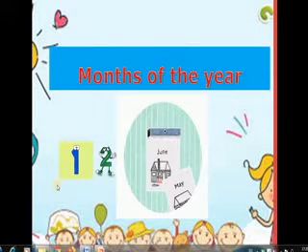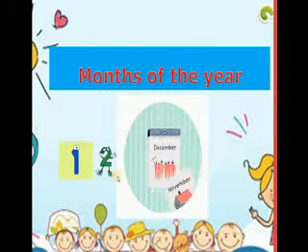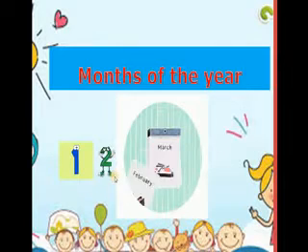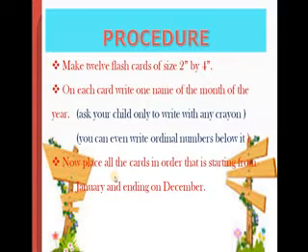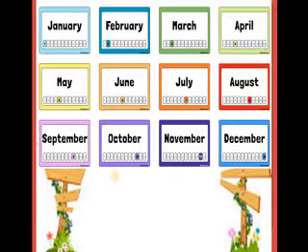Welcome back to another activity on the months of the year. How many months are there in a year? 12. Correct. So for that you need to make 12 flashcards on which you are going to write the number 1 to 12, and on one number you will write January, on two number you will write February, this way ending till December.